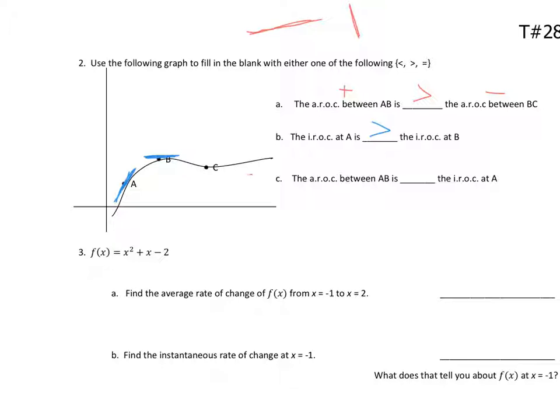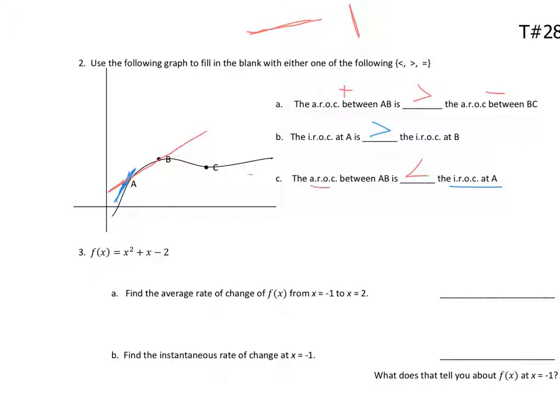So last one, the instantaneous rate of change at A, which is actually the blue line, and then the average rate of change between A and B, that was this one again. So once again, which one is steeper? Those are both positive, but the IROC, the tangent line, is steeper, so I would get greater than. Do you notice something about the average rate of change and the instantaneous rate of change?